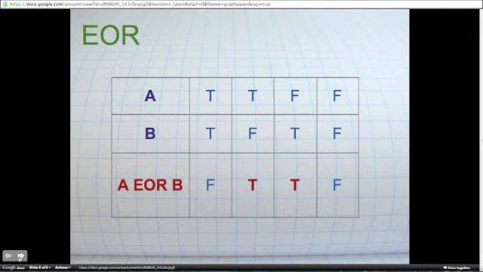Here we have the exclusive or, E-O-R. A, exclusive or B. The rules on the exclusive or are that the compound condition is true only when one and only one of the two sides, A or B, is true. If both are false, it's false. If both are true, it's false. So only when one and only one of our two conditions, A and B, are true, is our A exclusive or B true.